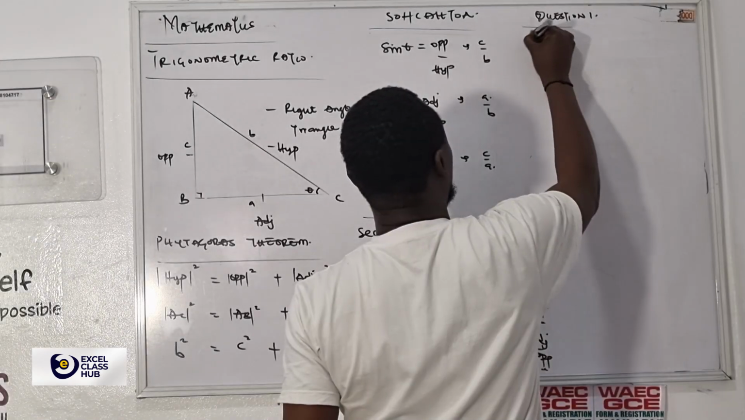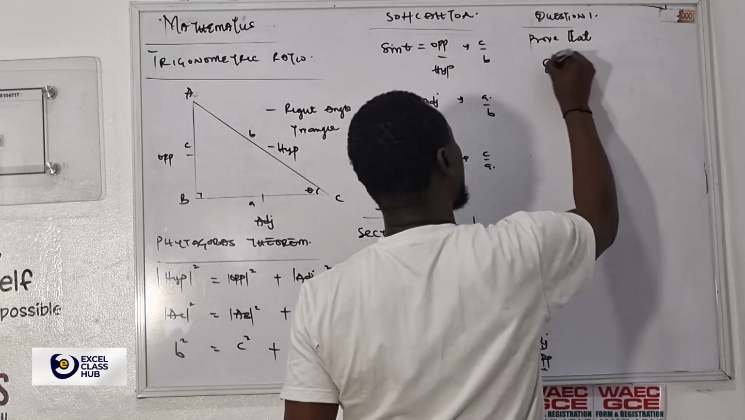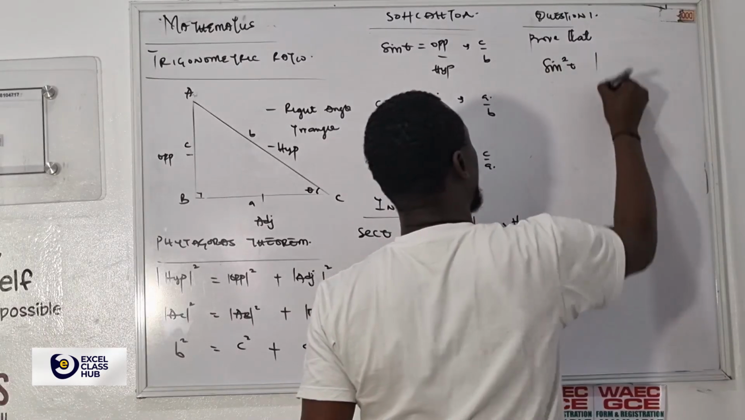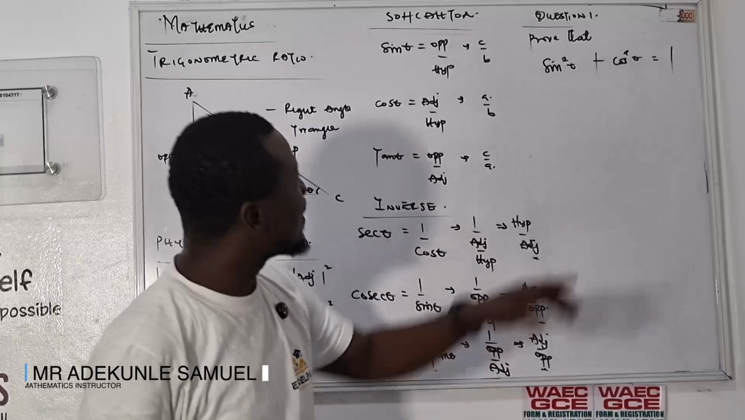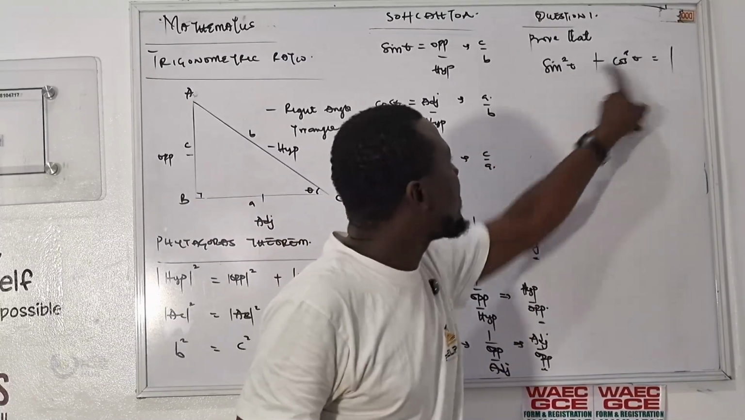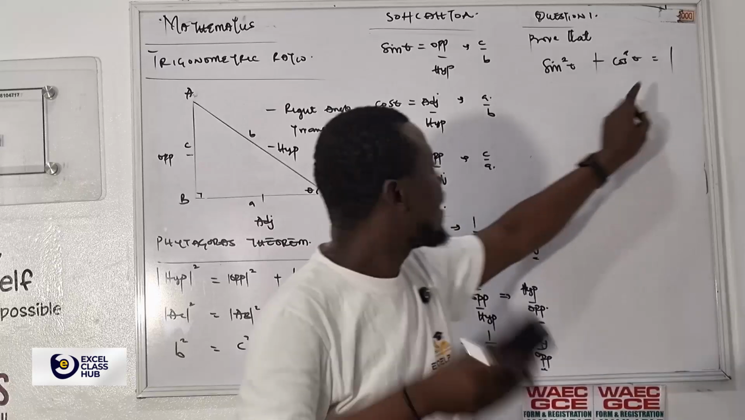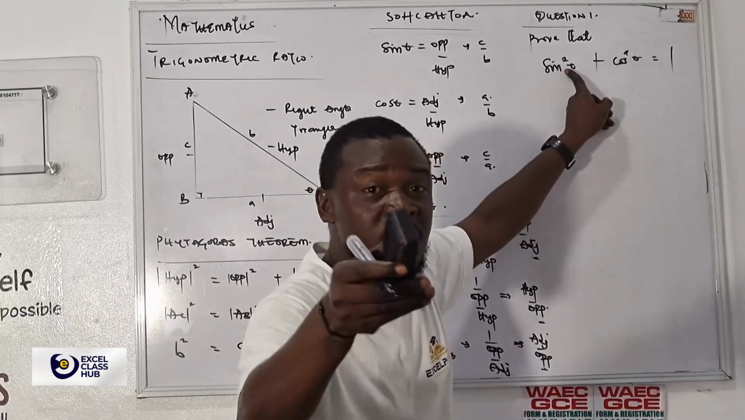That they may use proof. Prove that sine square theta plus cos square theta is equal to what? 1. What this one is saying is that anywhere I solve sine square theta plus cos square theta, my final answer will give me what? 1. How will I solve sine square theta plus cos square theta? My final answer will give me what?